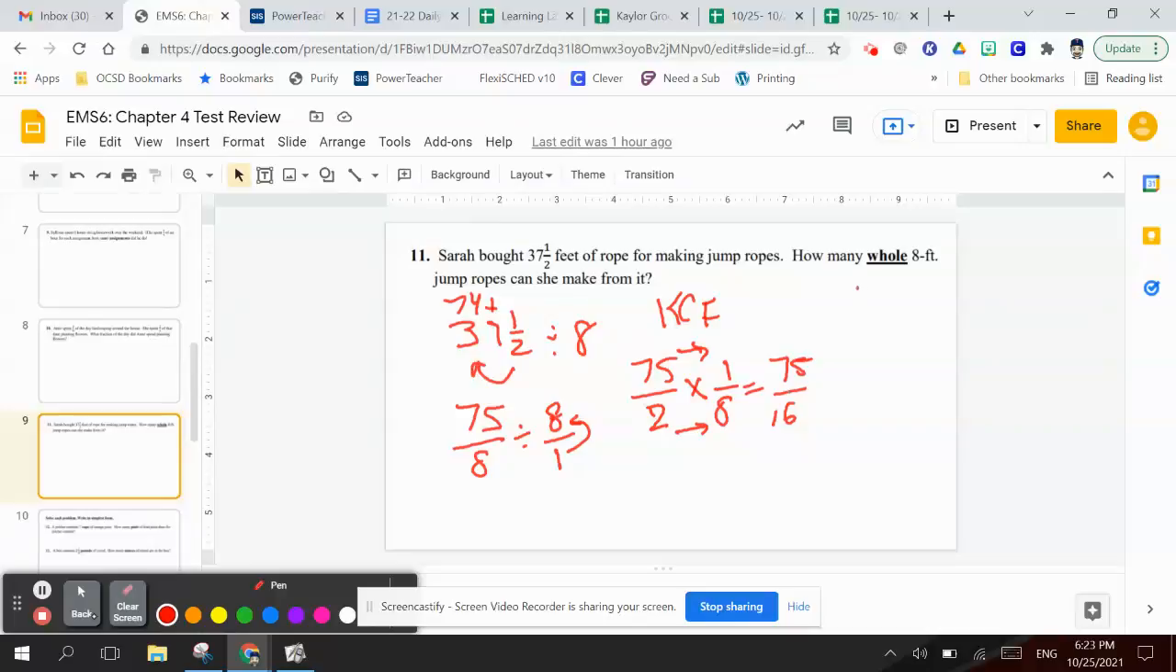And if I do equal groups, I want to know how many whole 8-foot pieces. So I take 75 minus 16, which is going to be 59. Minus 16 is 43. Minus 16 is 27. Minus 16 is 13. So how many whole 16 pieces did I have? 1, 2, 3, 4. I'm going to have 4 whole 8-foot pieces.